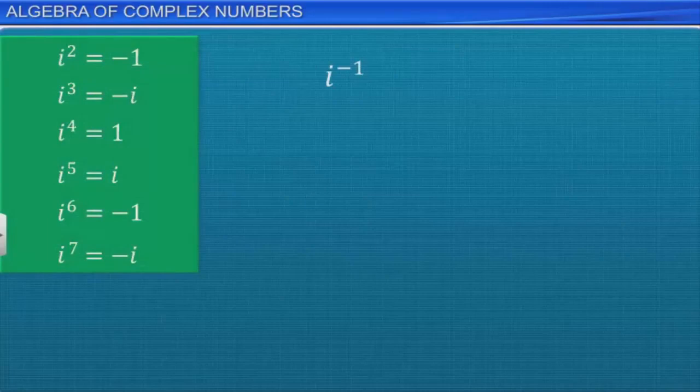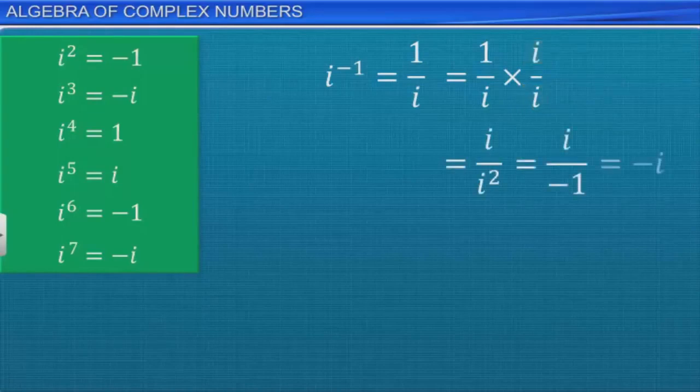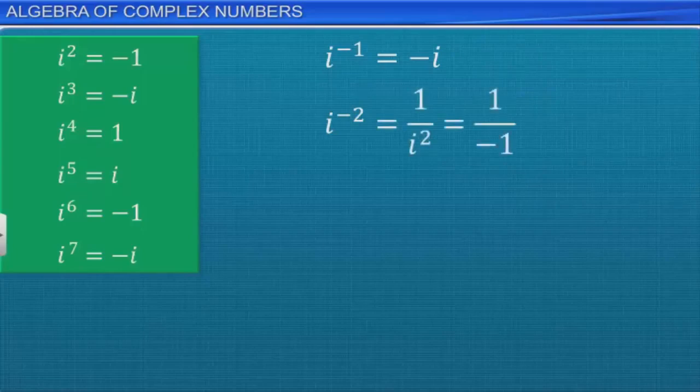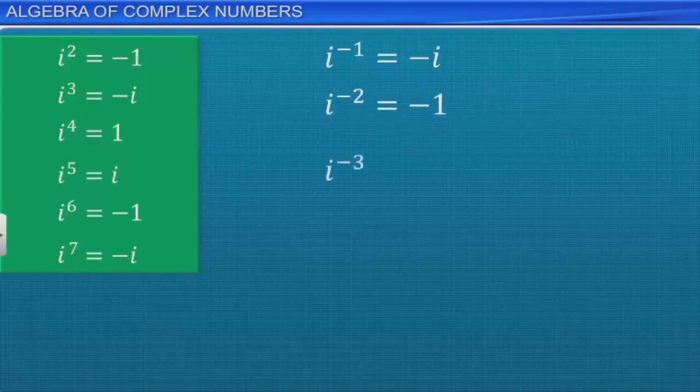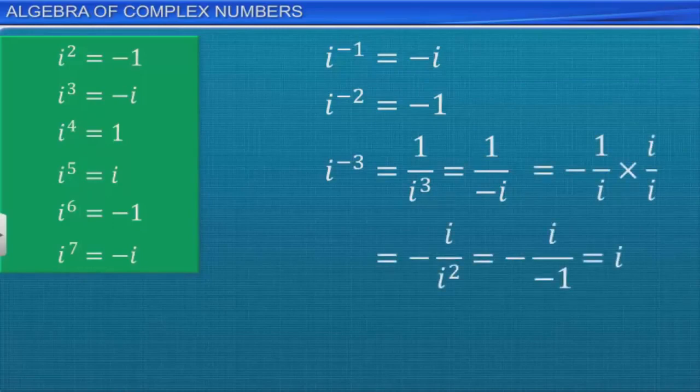i raised to the power minus 1 is equal to 1 divided by i. On multiplying the numerator and denominator by i, we get i divided by i squared. On simplification, we get minus i. i raised to the power minus 2 is equal to 1 divided by i squared, which is equal to minus 1. Similarly, i raised to the power minus 3 is calculated as i, and so on.